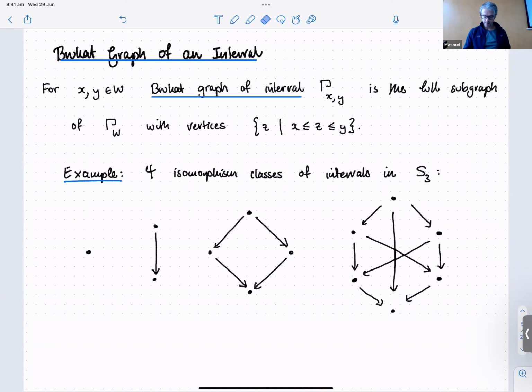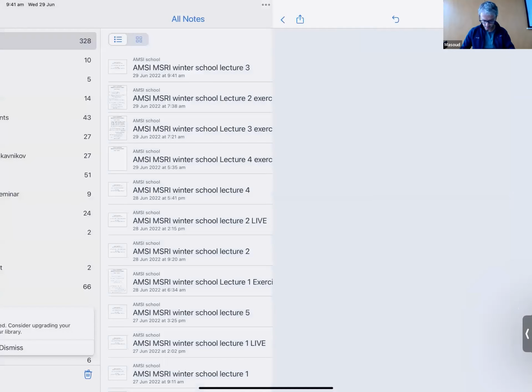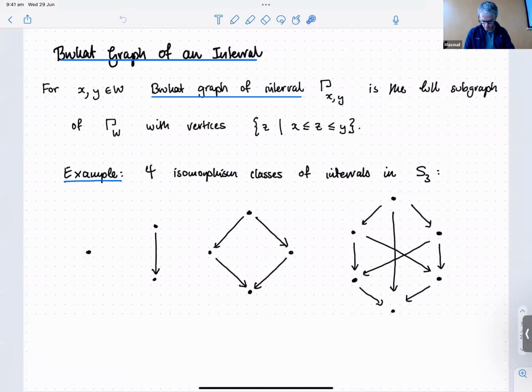So here's my Bruhat graph of S3, and you can see that there's, I've got no idea why my pointer's not working today. I've never had this before. Yeah, it's a mystery. Okay, so I'm pointerless today.